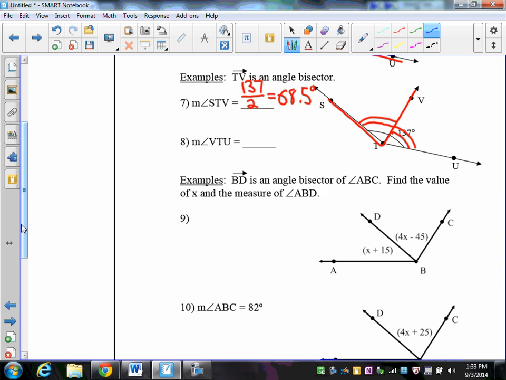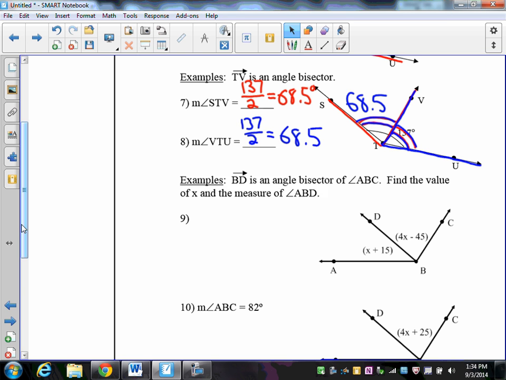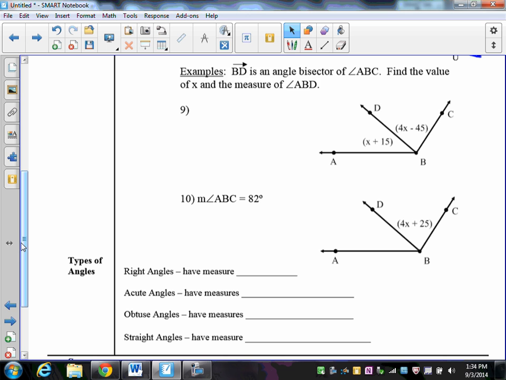The other angle is just VTU. We should know that that's 68.5 because, again, we can do 137 divided by 2. Or we can just see that this angle here has to be the same as this one. And we just found out that was 68.5. So hopefully that makes sense. If it doesn't, I encourage you to rewind it, and it should make sense without too much more instruction.